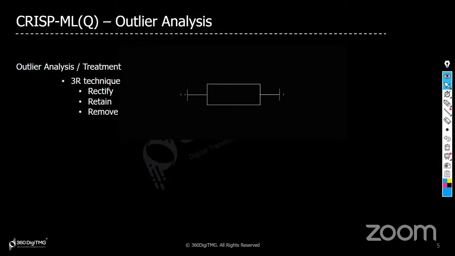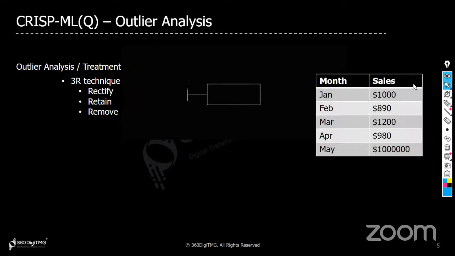When you have outliers in your data, you will go for a technique called the 3R technique. The 3R technique is: one, rectify; second, retain; and third, remove. So what is rectify, what is retain, and what is remove? Suppose you have data for each and every month, and the sales of May is higher when compared with others. This is an extreme value. If you have an extremely low value, it is also treated as an outlier. So in your current data, you have outliers. Now you can check whether you have to go for rectify, retain, or remove.